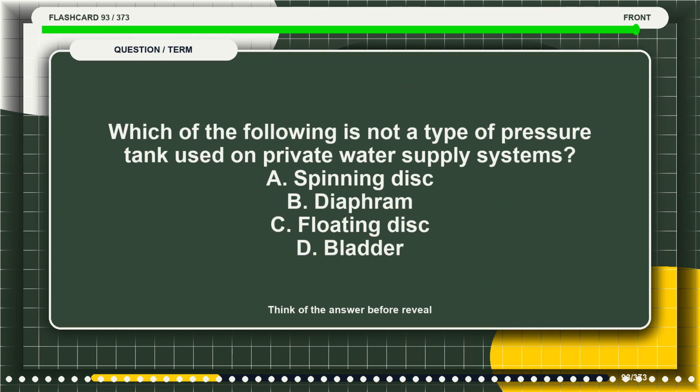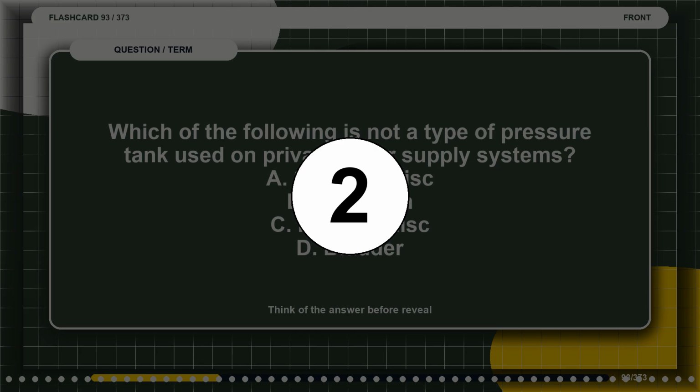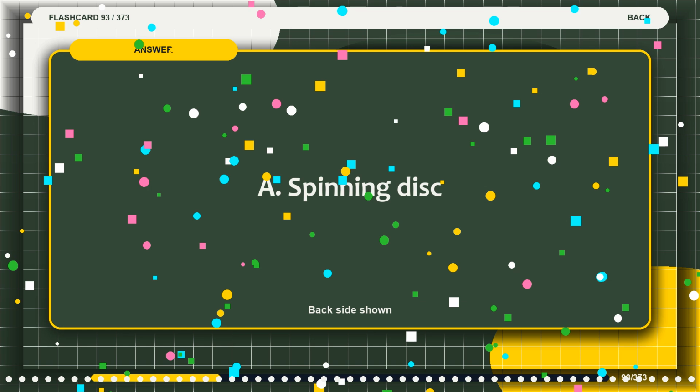Flashcard 93. Which of the following is not a type of pressure tank used on private water supply systems? A. Spinning disc B. Diaphragm C. Floating disc D. Bladder. Think of the answer before the reveal. The answer is A. Spinning disc.